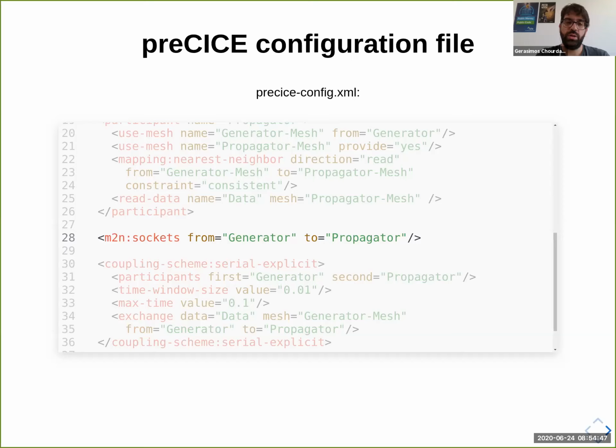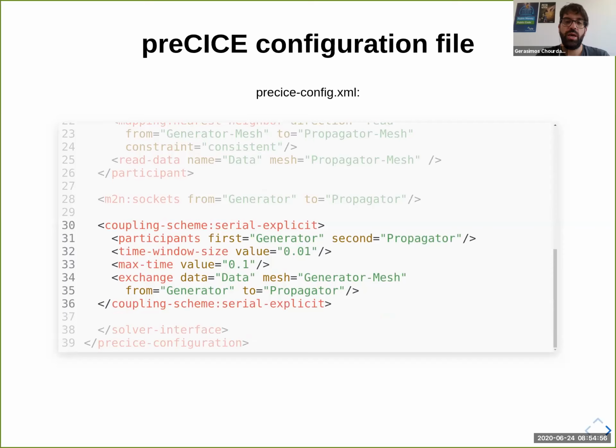Now, we can also define how they communicate. For example, here with sockets. An alternative would be with MPI. And we also define the coupling scheme, which is now serial explicit. The first participant is the generator, the second is the propagator, and we couple every 0.01 seconds. The maximum time when preCICE will say the simulation should now stop is 0.1. And we also define that we exchange the generator mesh carrying data from the generator to the propagator.